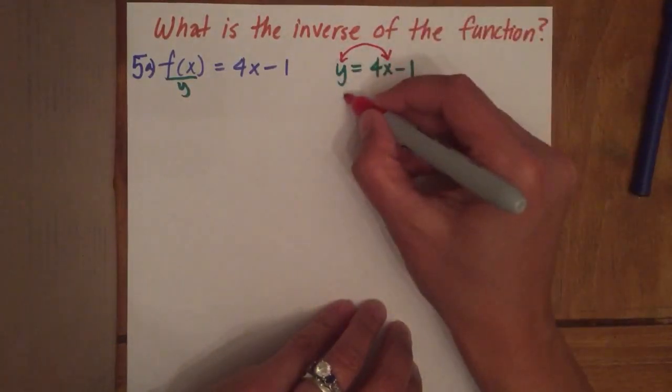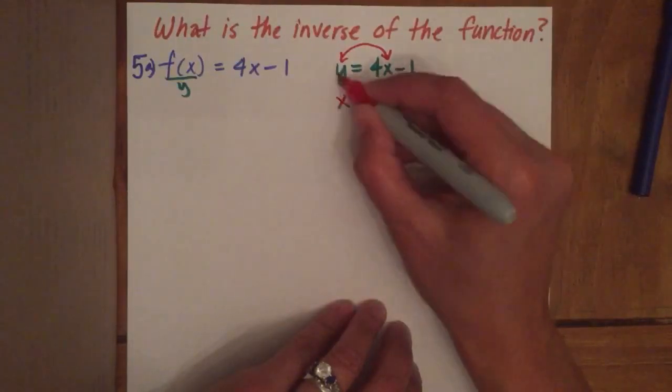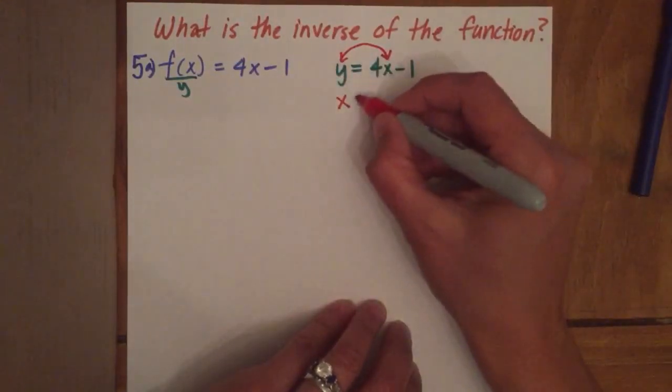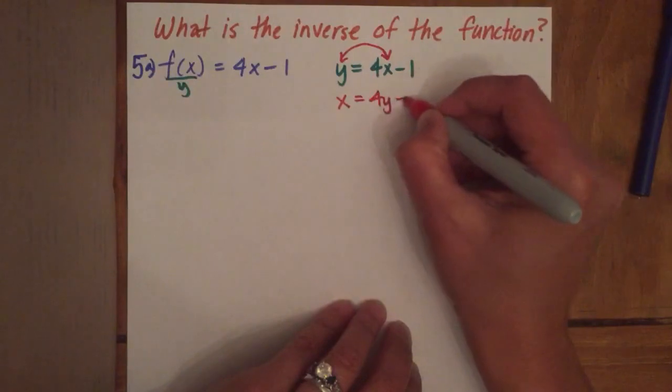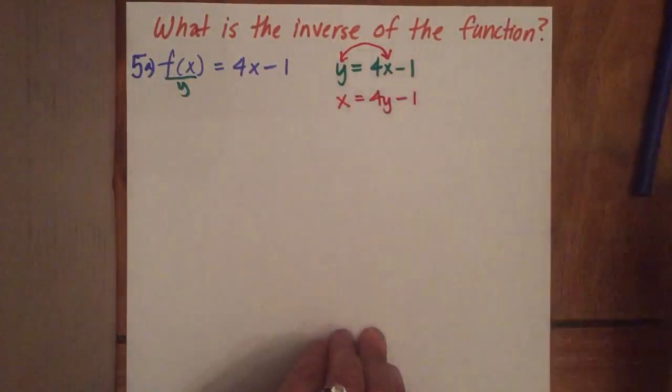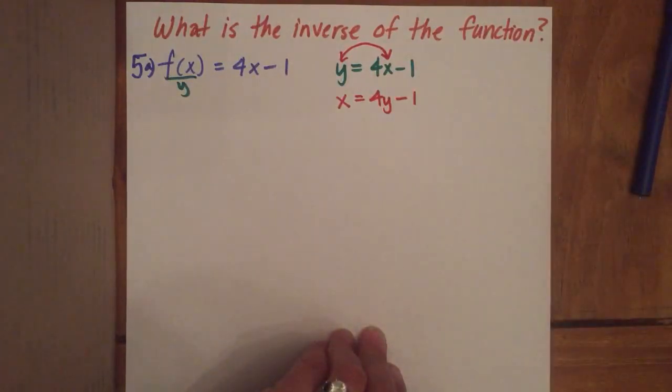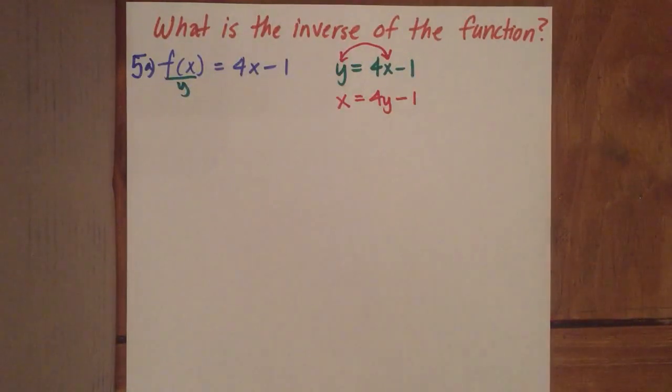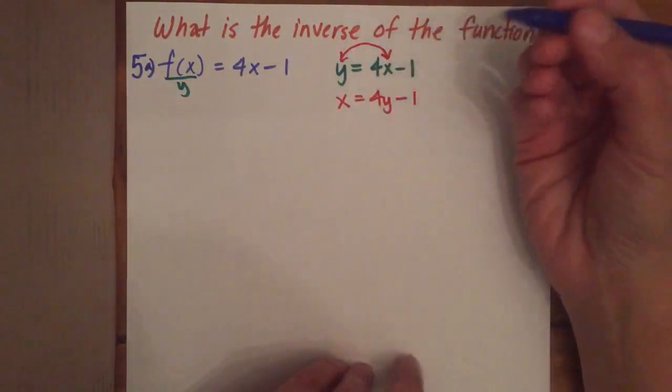So I'm going to rewrite this. I'm going to put the x where the y was and the y where the x was. x equals 4y minus 1. So again, all I've done is switch the x and y, which is what an inverse is. You switch the domain and the range. Now, looking at what I have, I'm going to solve for y, because for a function, you want to solve for y.